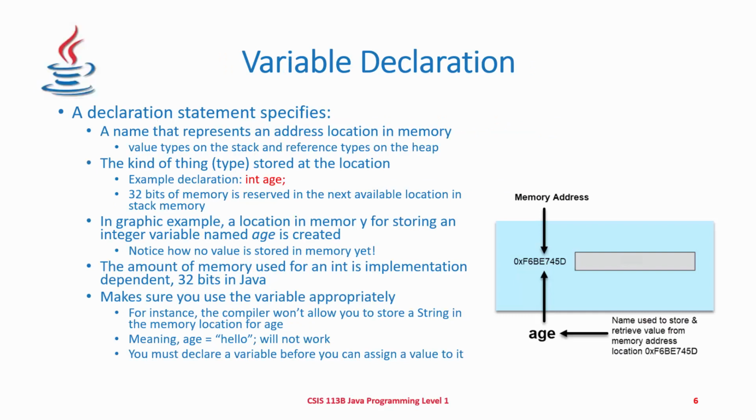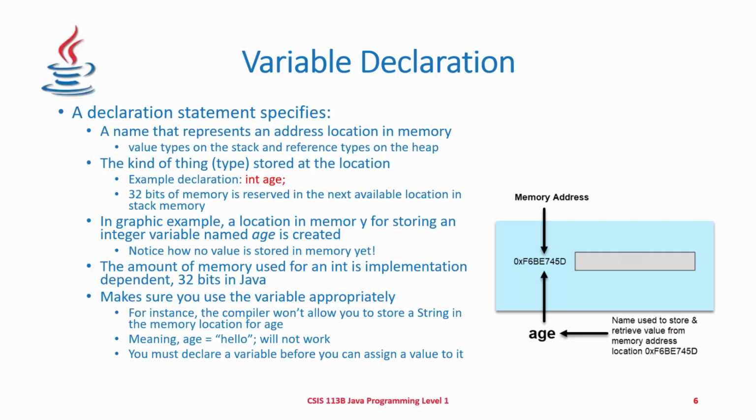Continuing on with variable declaration. The declaration statement specifies a name that represents an address location in memory. Value types go on the stack and reference types go on the heap. We talked about that. It also specifies the kind of thing, or type, that's stored at the location. So we've got the name and we've got the data type. And remember, the data type always goes first, followed by the name. So again, we have an example here.